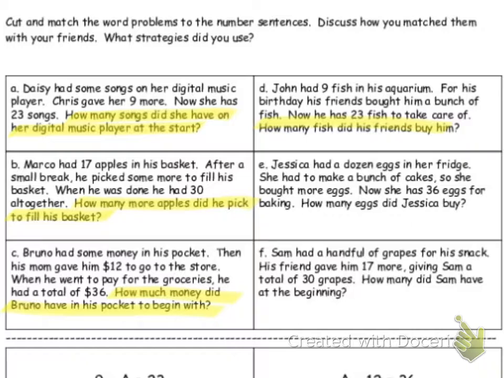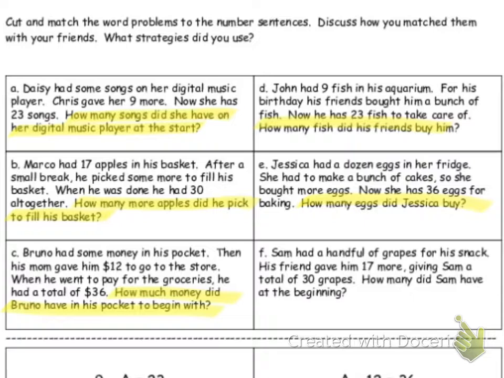I would like Jasmine. Jessica had a dozen eggs in her fridge. She had to make a bunch of cakes, so she bought more eggs. Now she has 36 eggs for baking. How many eggs did Jessica buy? What is it that I'm looking for? What piece of information? How many eggs did she buy?